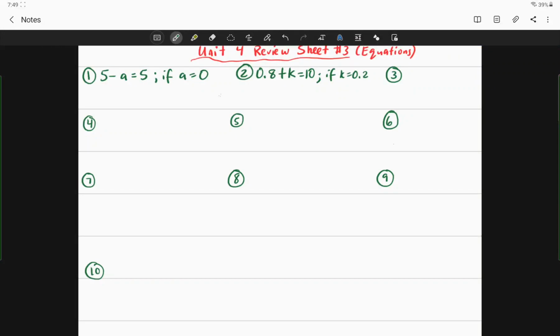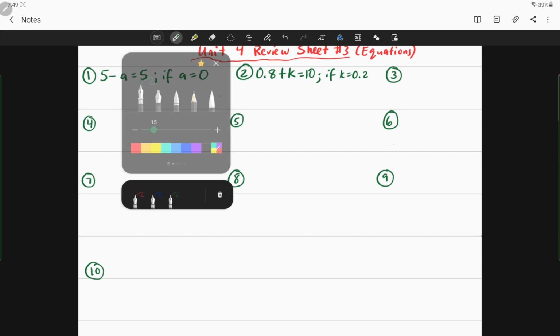Everybody, this is the Unit 4 review sheet number 3 on equations. For number 1 and also number 2, we have to find out if the given value of the variable is a solution to the equation or if it's not. So number 1 says 5 minus a equals 5 if a is equal to 0.